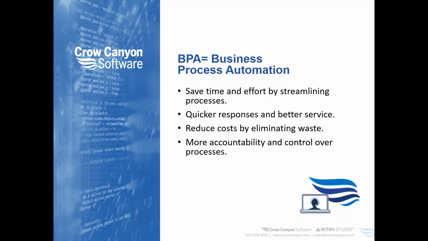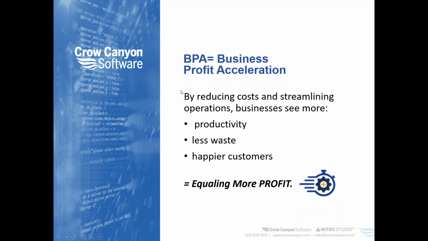Streamline processes, improve productivity. That's how you can cope with an inflationary time or even just normal business times, because what we're doing here is talking about BPA, equal not just business process automation, but business profit acceleration. Kind of a play on words there, but it did fit into the BPA. So we call it business profit acceleration. Reducing costs and streamlining operations, businesses see more productivity, less waste, and happier customers. And I was glad to get that validated from American Express of all places, but I know from experience that it works that way also.